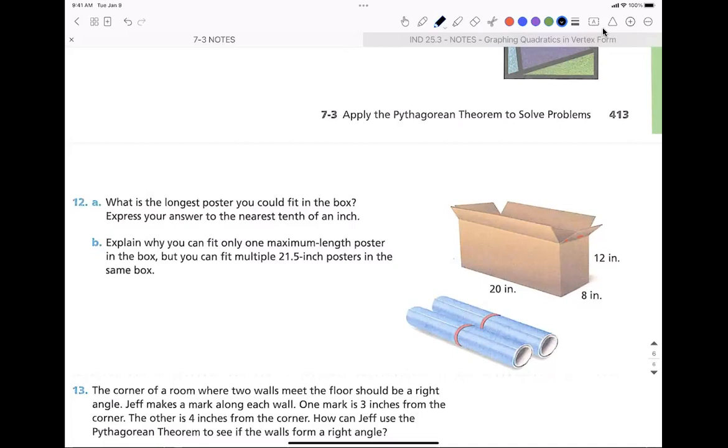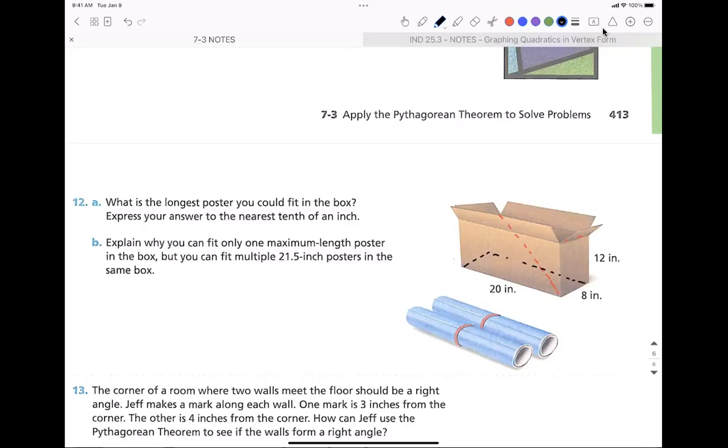So think about your poster, and I'll try to draw it in here. Your poster is going to go here, right? That's going to be your poster. I am not good at drawing 3D images here, people. I'll just tell you that right now. Okay, there's the base.